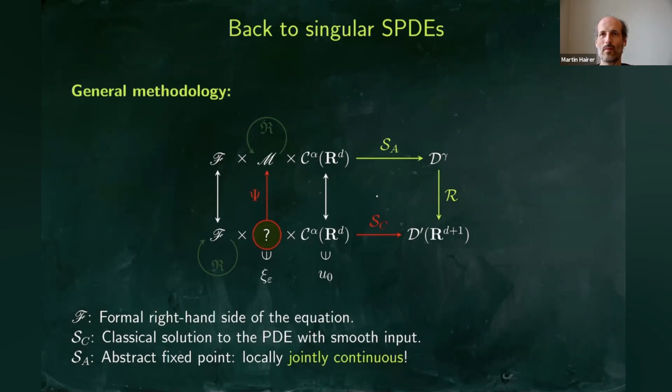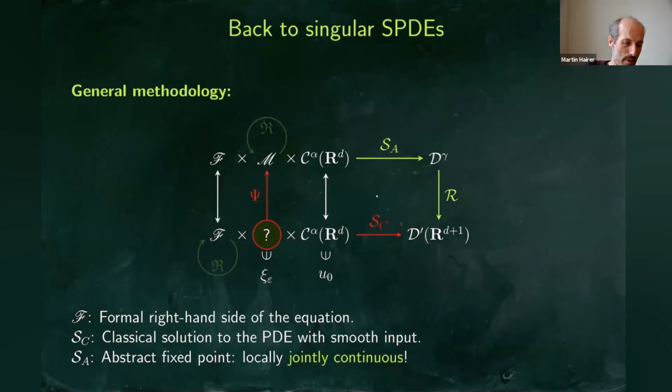I have a question about the starting point of this construction. You use Hölder spaces to measure regularity. Can you replace them with other classes of spaces, like Sobolev or Besov spaces? Yes, you can.